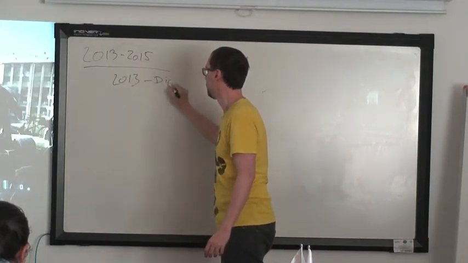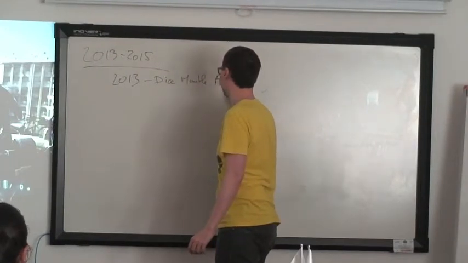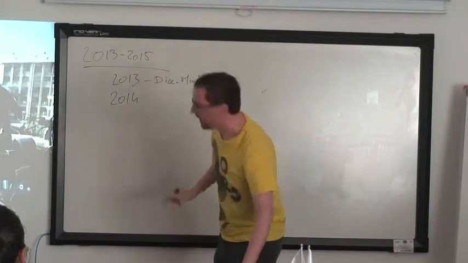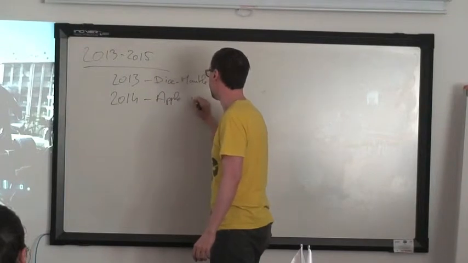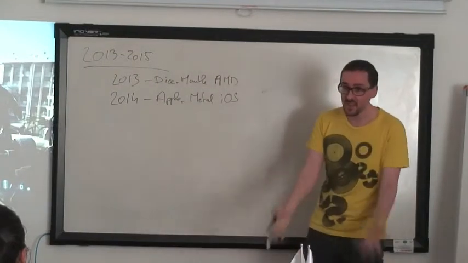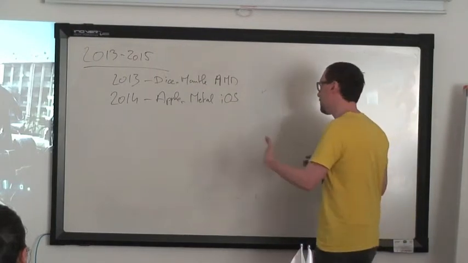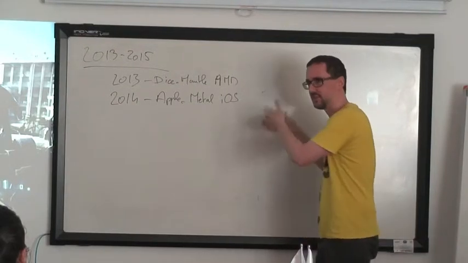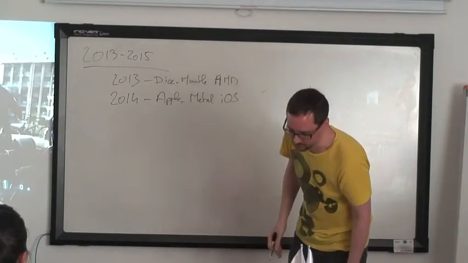2013, DICE announced Mantle with AMD. In 2014, Apple announced Metal for iOS. What is Metal? The same. It is a driver. Forget about OpenGL. It gives you direct access to the hardware of an iOS platform. But of course, in their own way, because Apple is always doing things their own way.